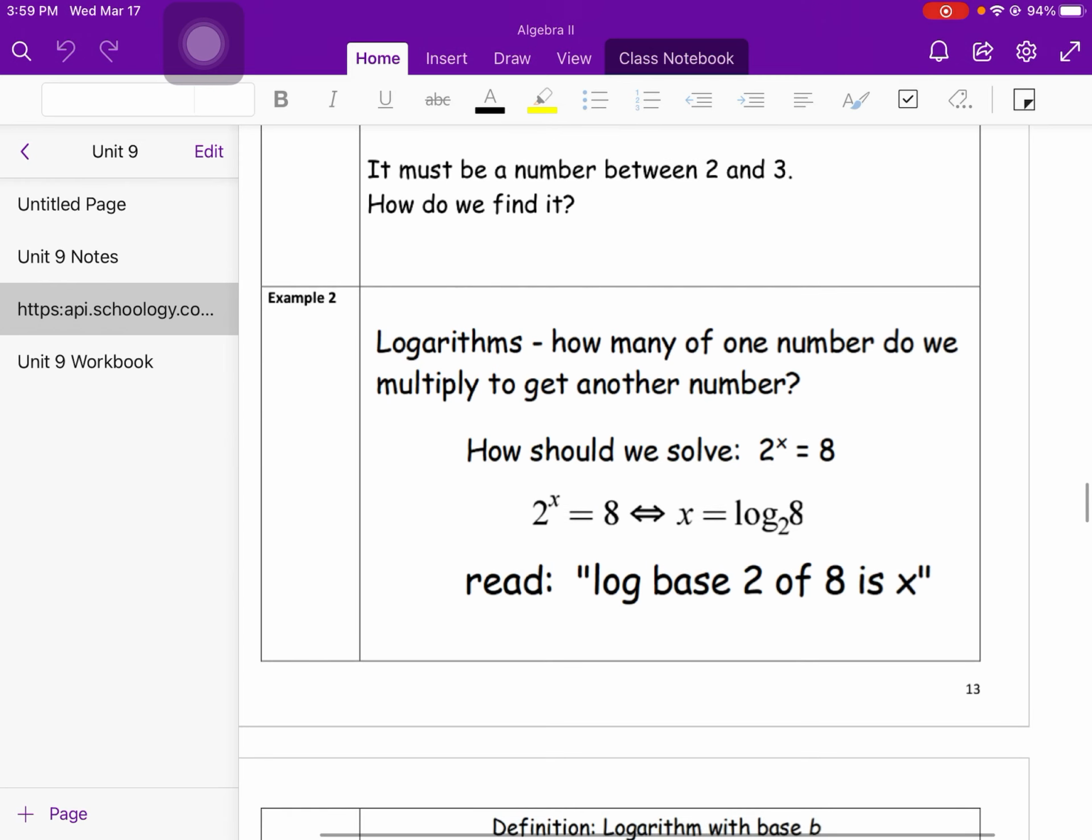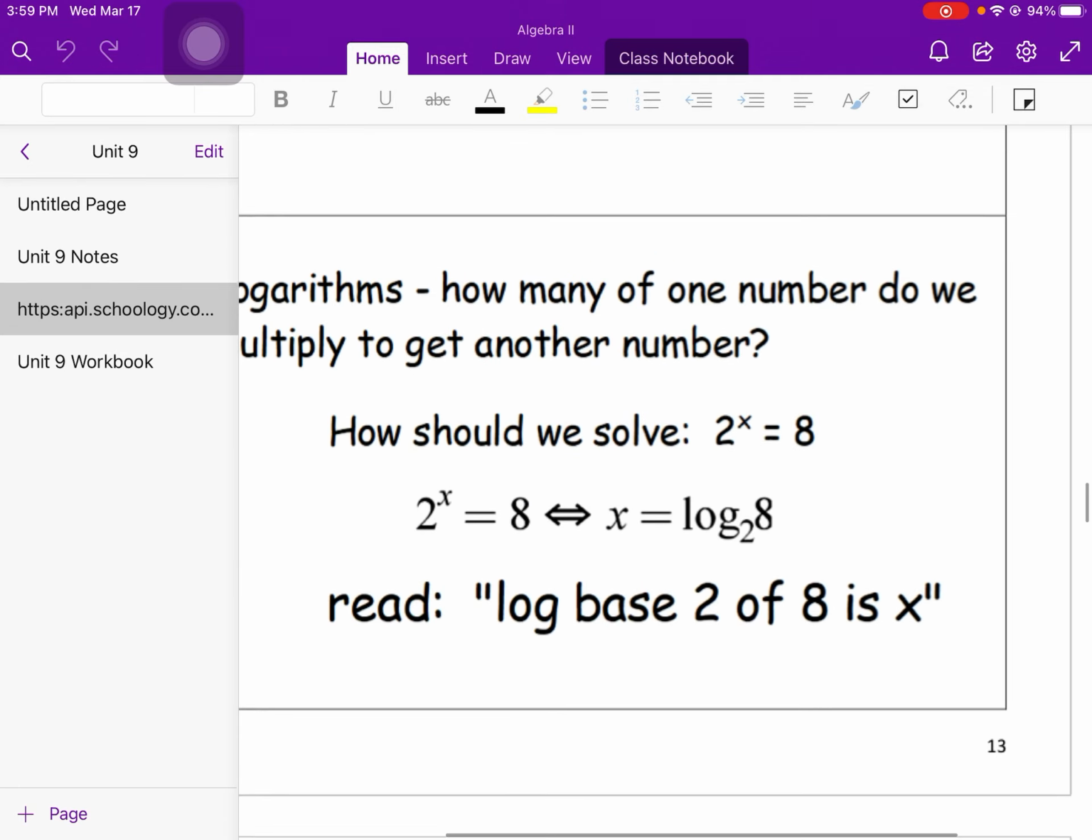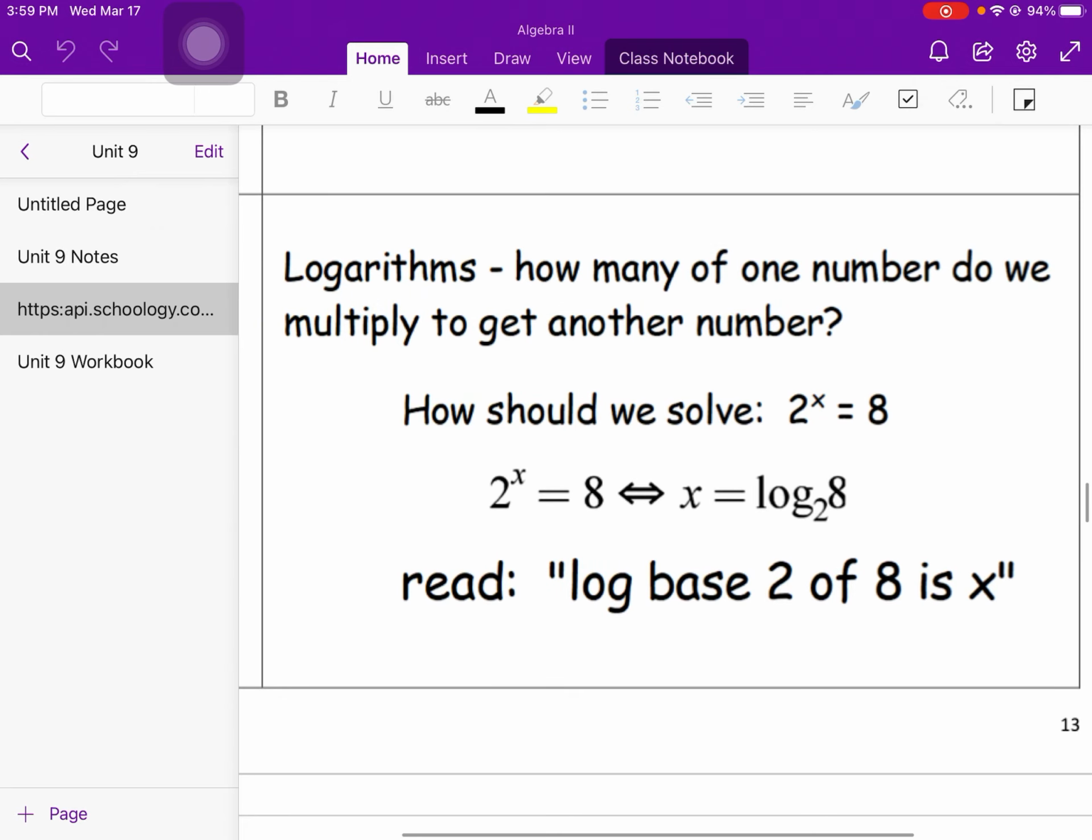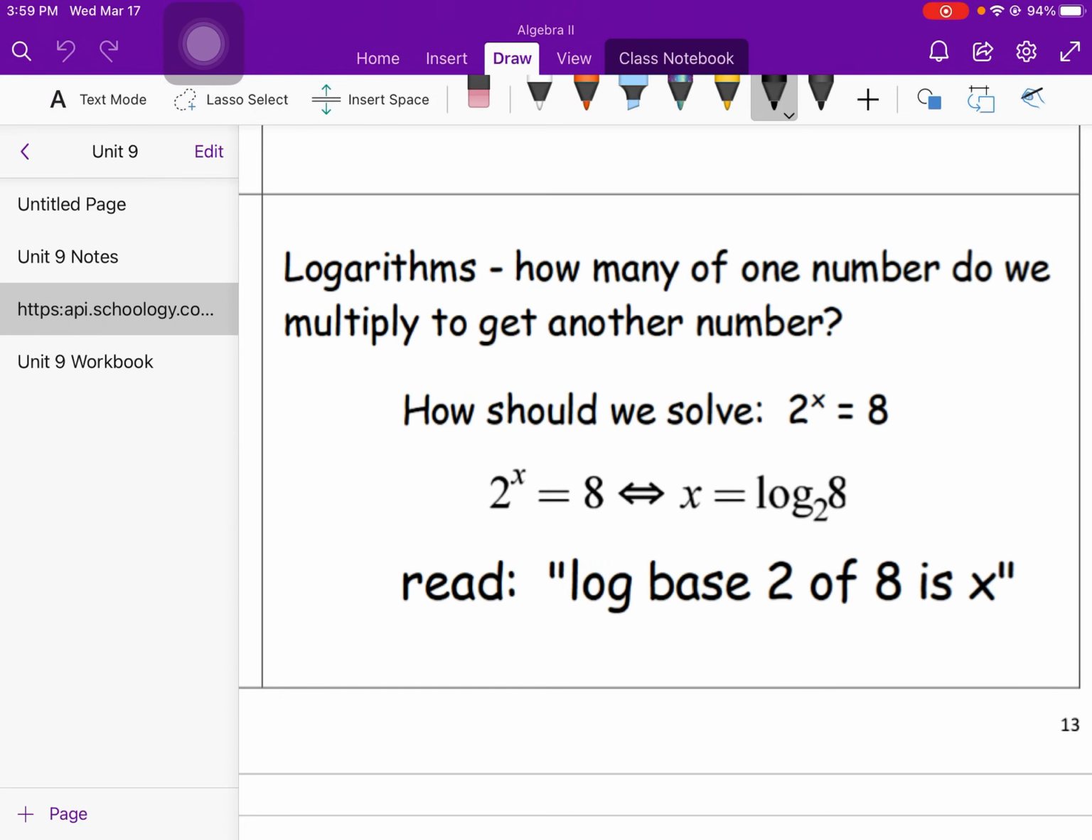And we use what are called logs. Logarithms are how many of one number do we multiply to get another number. So how would we solve this idea? 2 to the x equals 8. So you have to think about 2 to what exponent, what power would give you 8. And we can figure it out pretty easily. It would be x equals 3.